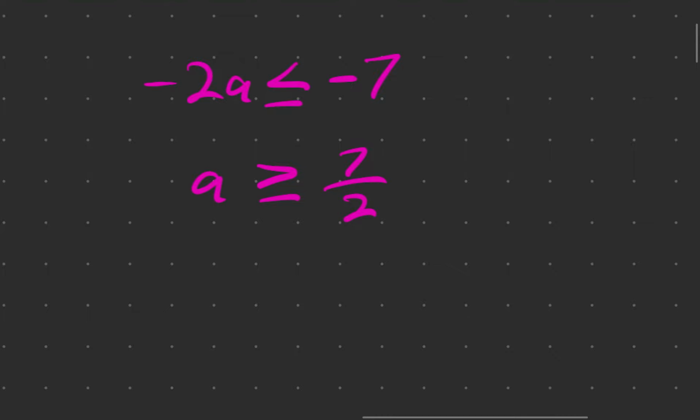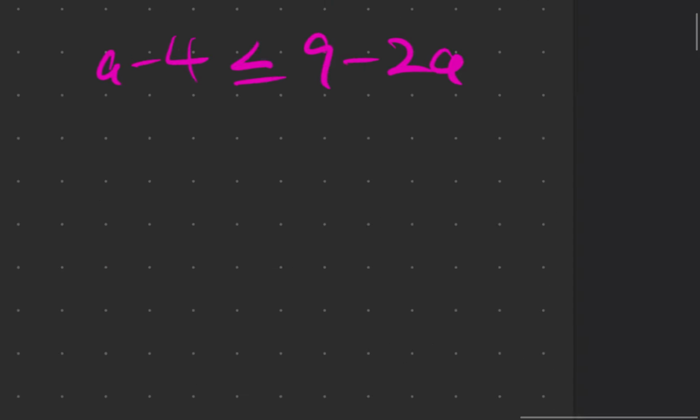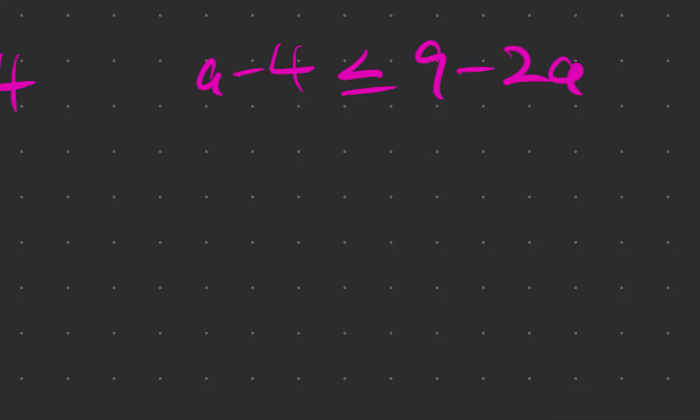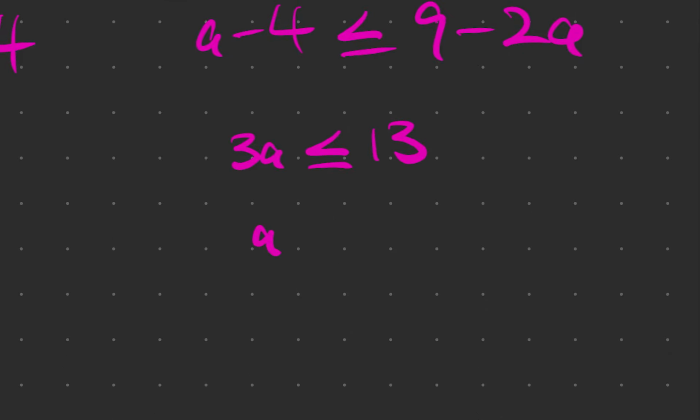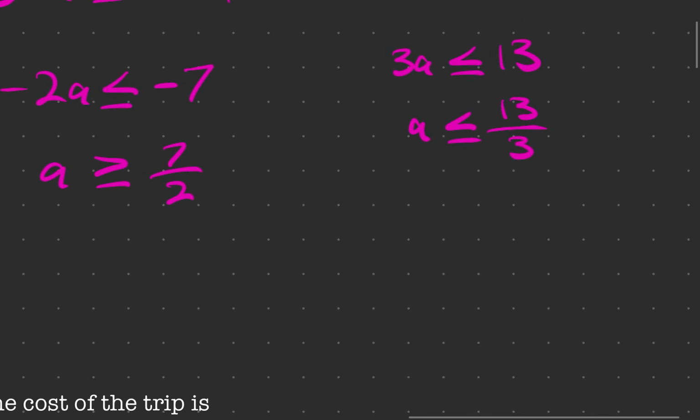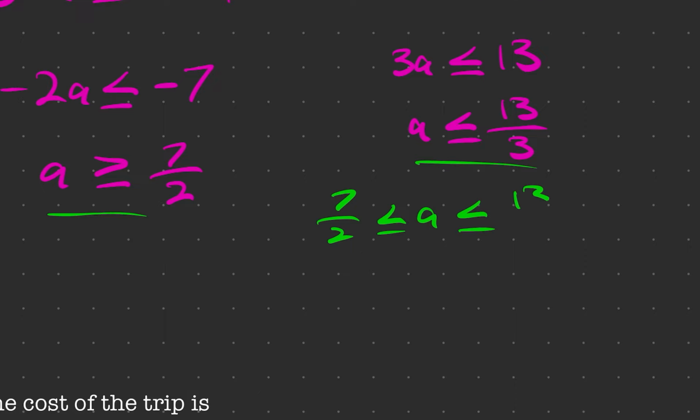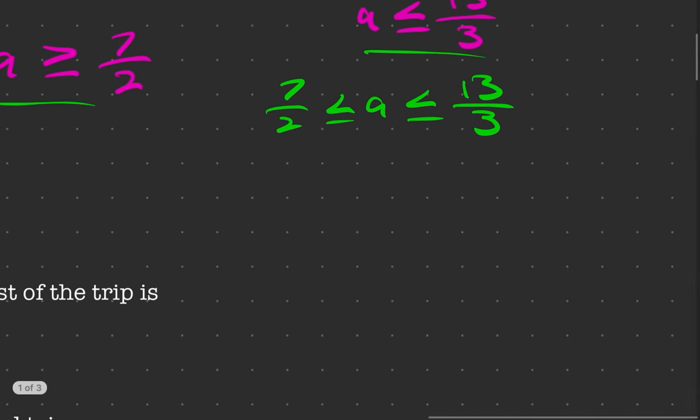Since we got a is more than or equal to 7 over 2, we can move on to the other side now. So over here, I'm going to move my a to the left side again and my constants to the right side. So this will be 3a is less than or equal to 9 plus 4, which is 13. So a will be less than or equal to 13 over 3. Alright, we've got that. So we can now recombine these two inequalities together. So we'll get 7 over 2 is less than or equal to a, which is less than or equal to 13 over 3. Then we can draw this on a number line.